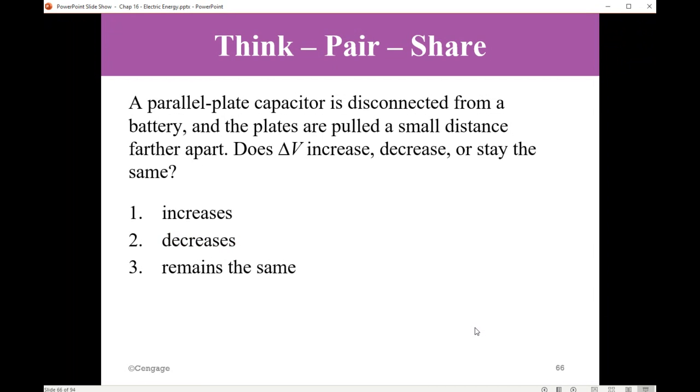A parallel plate capacitor is disconnected from a battery and the plates are pulled a small distance further apart. Does delta V increase, decrease, or stay the same? As you move them apart, you are changing a few things. You are changing the distance, and since delta V equals ED, E is constant, E is sigma over epsilon naught, but as you pull them apart, D increases, therefore delta V increases.